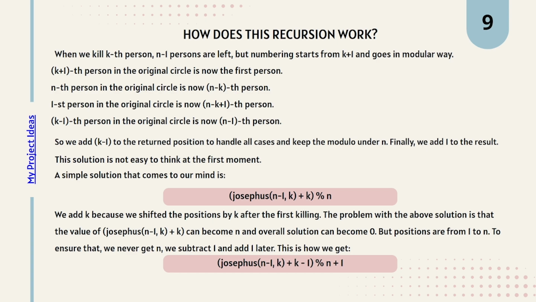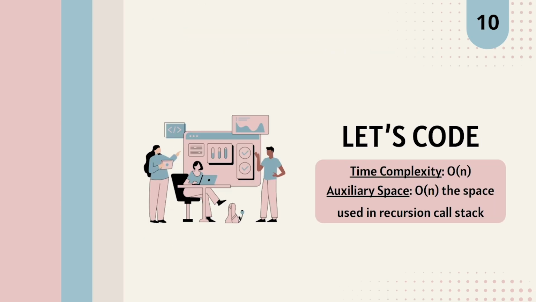These slides will be shared with you. You can look at the function and the steps. If you did not understand what I told you before, it's totally fine. Now let's move to the coding section and see how this code evolves for us. The time complexity of this code is going to be big O of n, and the auxiliary space is obviously big O of n, because we are going to use a recursion call stack.